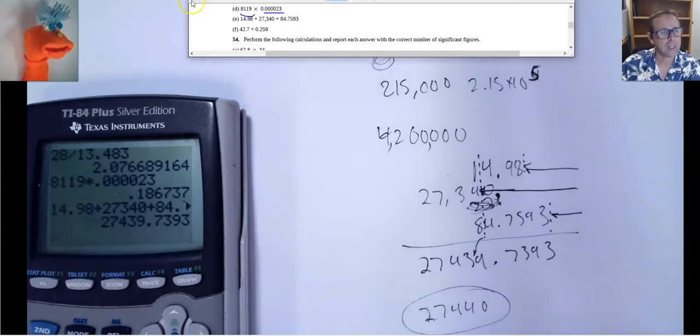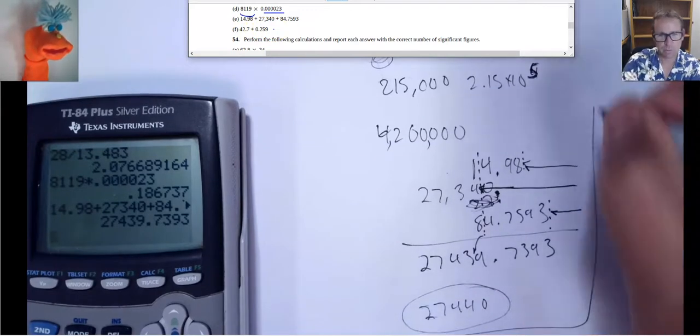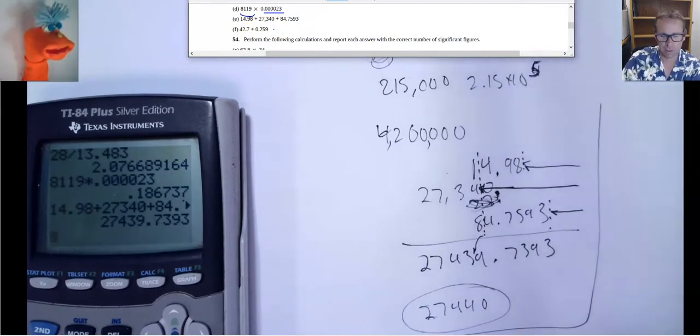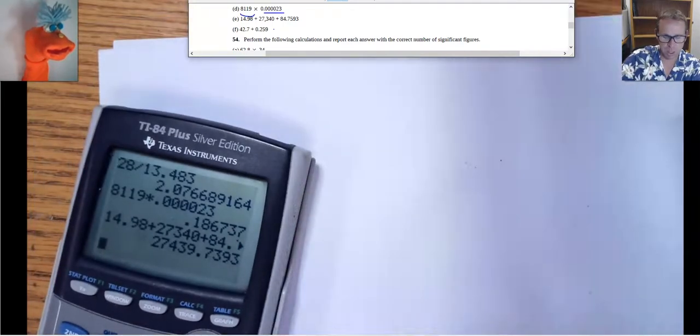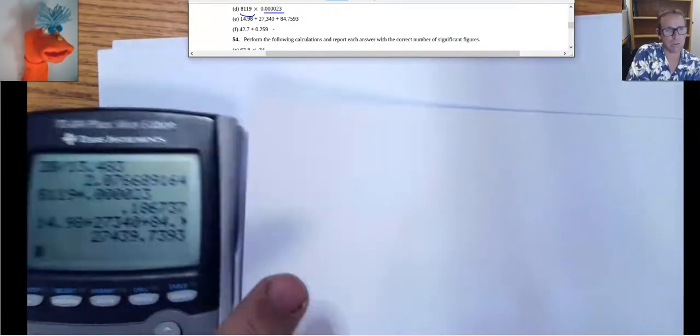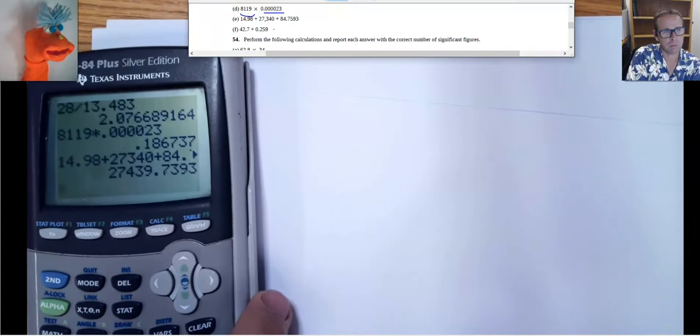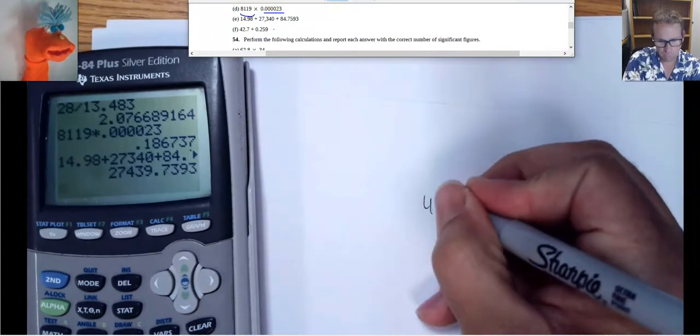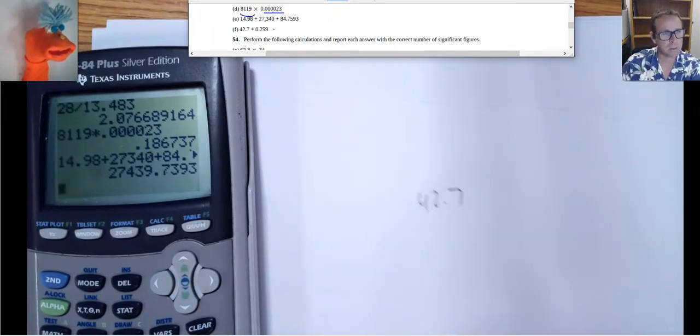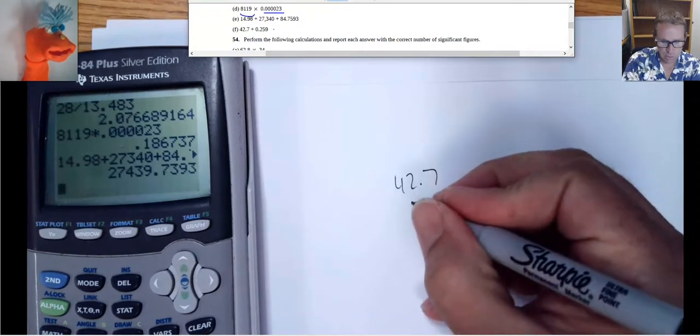Okay, next we have 42.7 plus 0.259. So how do I do this one? Well, do you have to line it up again? That's right. Every time you do addition and subtraction, you have to line it up. So 42.7 plus 0.259.